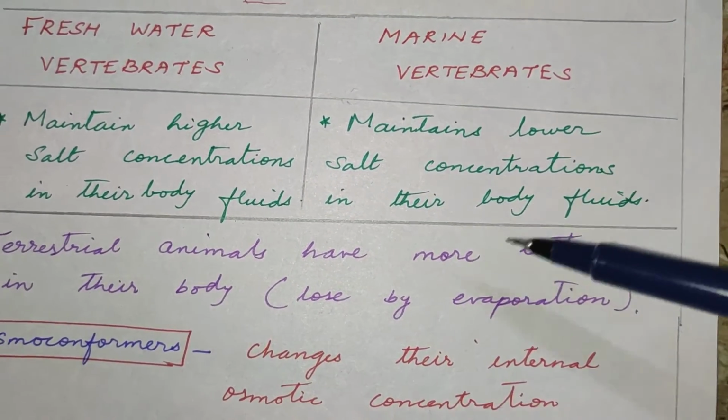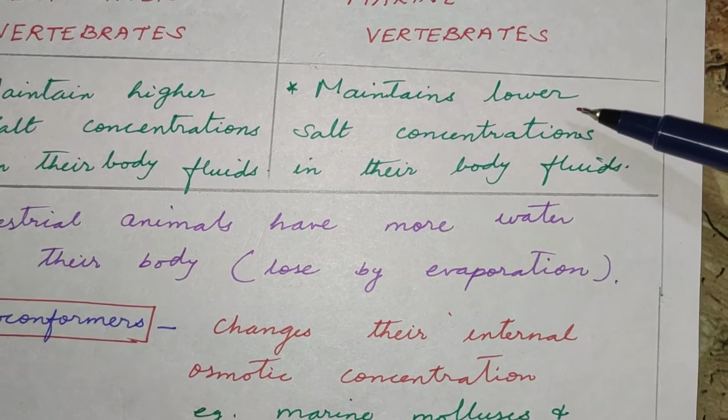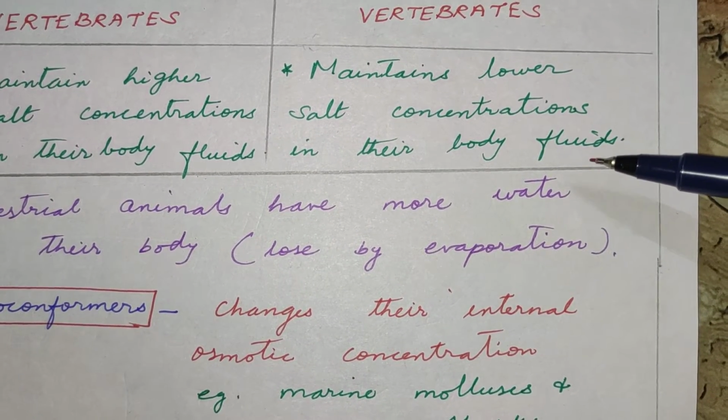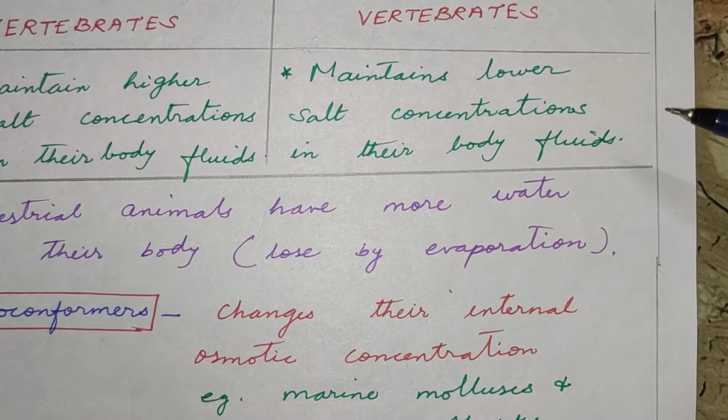So this is opposite to the marine environment. Marine vertebrates maintain a lower concentration in their body fluids. Marine water, mainly we say sea water. Sea water has a high concentration of salt.